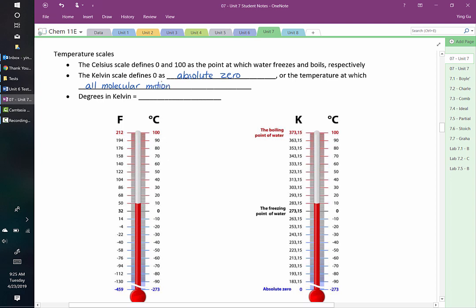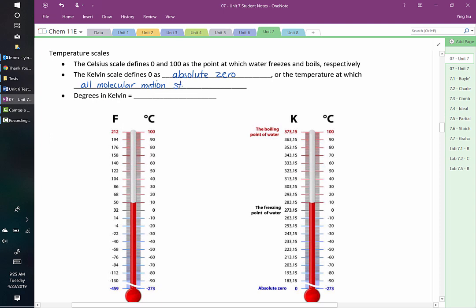In AP Chemistry, you will get a more specific, more correct, I guess, definition of that. But for now, it's enough for us to go forward just knowing that 0 is defined as when there are no more particles moving around.